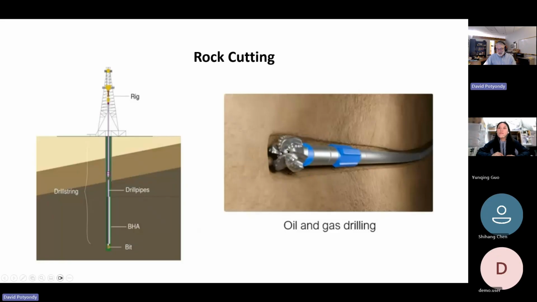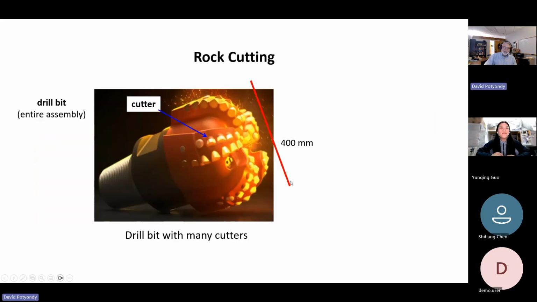So let's look closer at this. Now look at this. This looks like a science fiction thing. Notice the length scale. That's 400 millimeters, right? So it's not giant, but that's a typical size of an oil well borehole. About 400 millimeters. So how does this thing work?